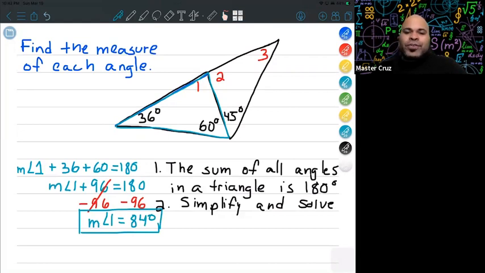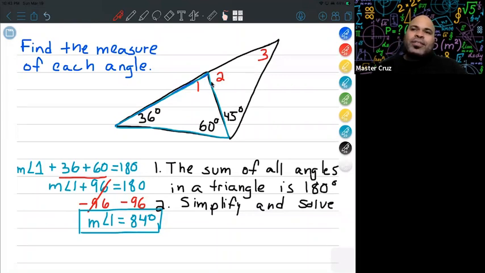Here you can see that the first step was to sum all the angles, and then you simplify and solve the equation. We simplify by combining the 36 and the 60 into 96, and then we solve the equation and get the measurement of angle 1. Well, we're not done. We need to find the measurement of angle 2 and angle 3.